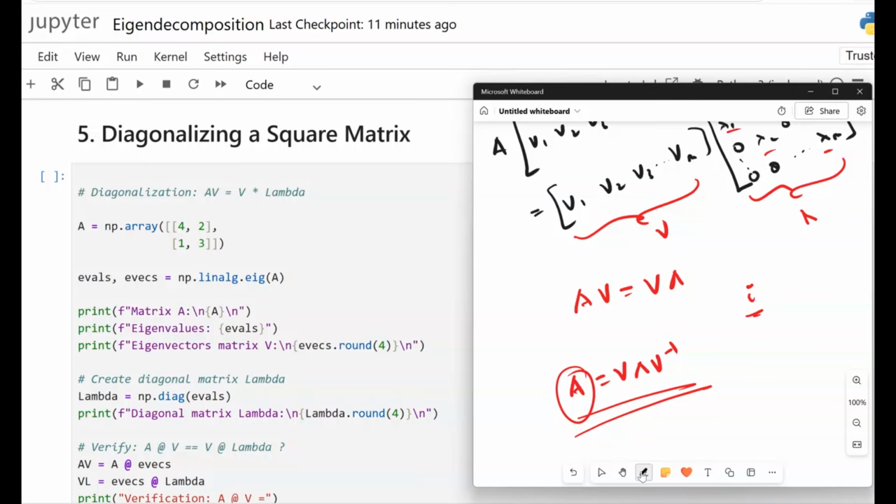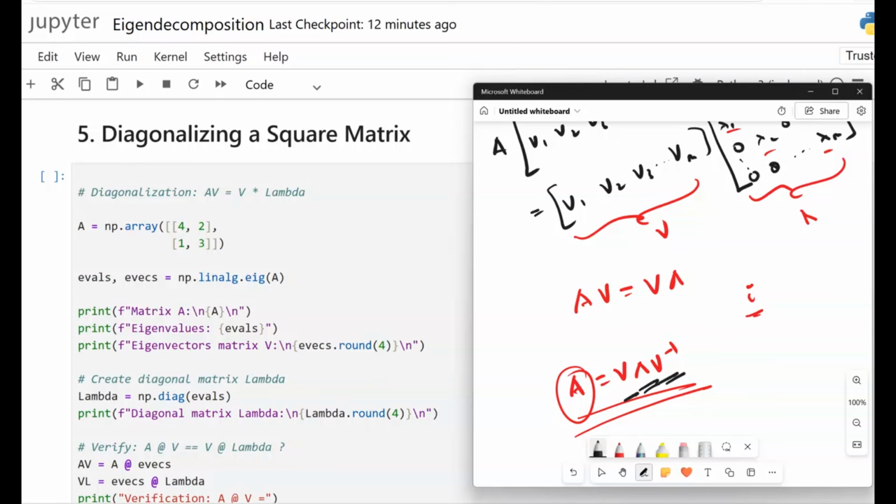One, a change of basis, that is V inverse; a simple diagonal scaling, lambda; and the inverse change of basis, V. And dear friends, in the standard basis, A is a complex matrix with entries everywhere. But from the perspective of an eigenvector basis, A is simply a diagonal matrix. All it does is scale each axis independently. And here the eigendecomposition reveals the natural coordinate system in which the matrix has the simplest possible form.